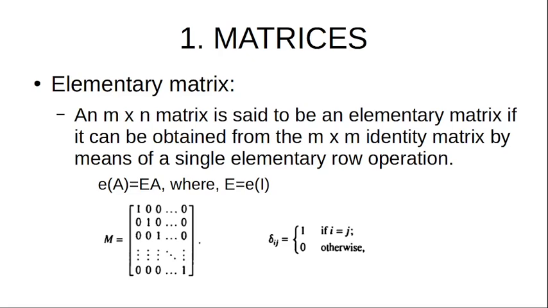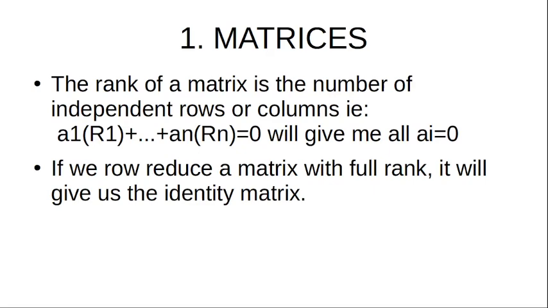Elementary matrices. An m by n matrix is said to be elementary if it can be obtained from the m by m identity matrix by means of a single elementary row operation. What is an identity matrix? It's the one given at the bottom left. You can see that all the diagonal elements are 1 and all other elements other than the diagonal are 0. We can represent it using the Kronecker delta, 1, 0.